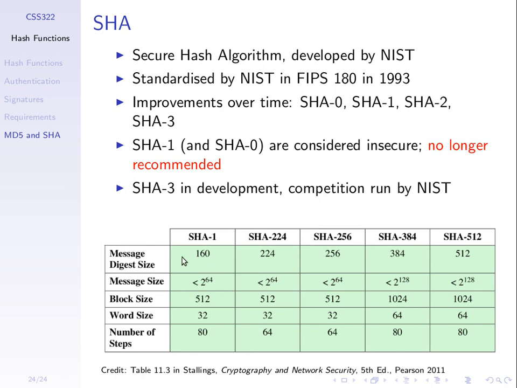SHA-1 in this table, the message digest size is the hash size. The other rows in the table are not so important. That's parameters of the algorithm, the way that it calculates, but the hash size, SHA-1, 160 bits. SHA-2, actually you can choose the hash length. 224, 256, 384, and 512. You can have different hash lengths with SHA-2.